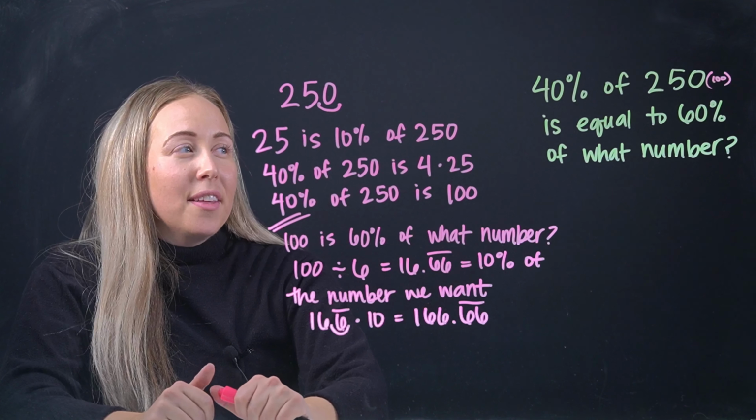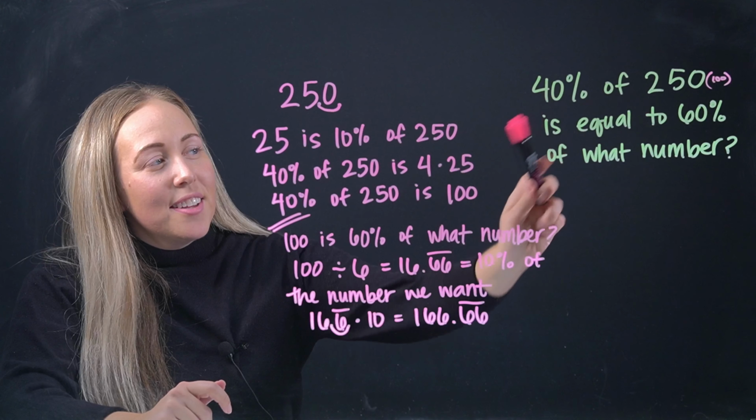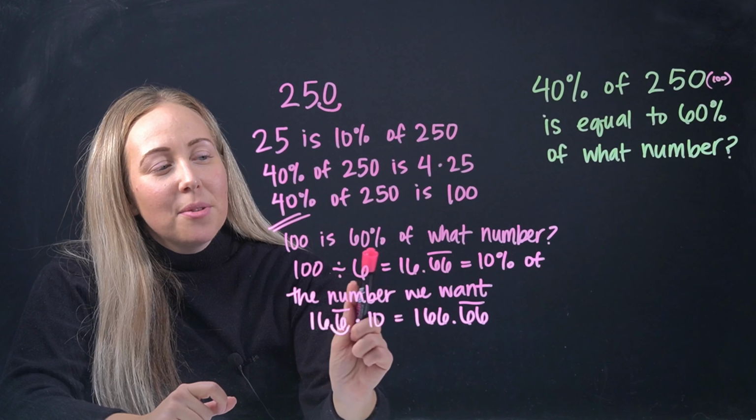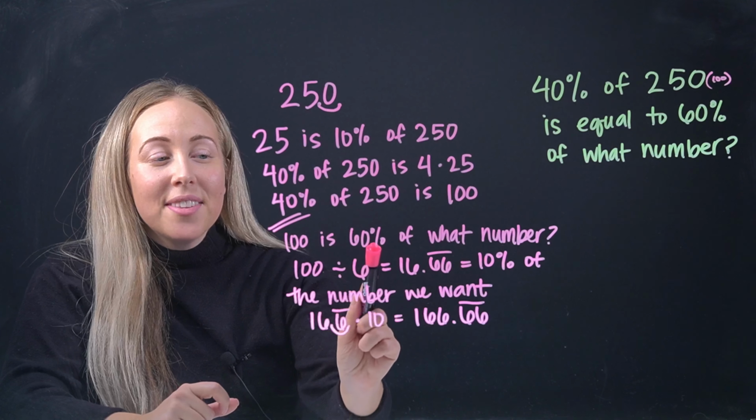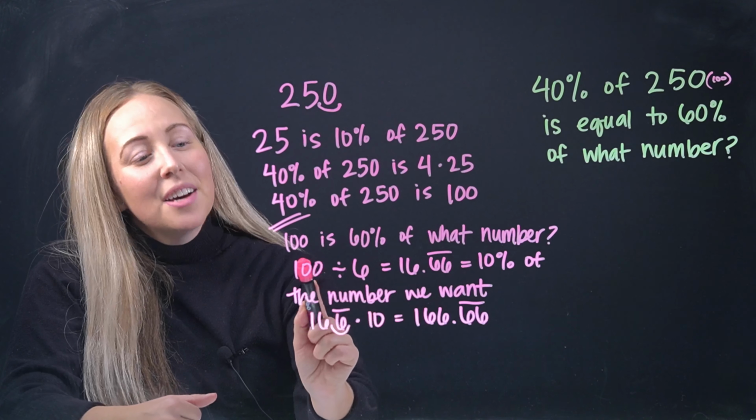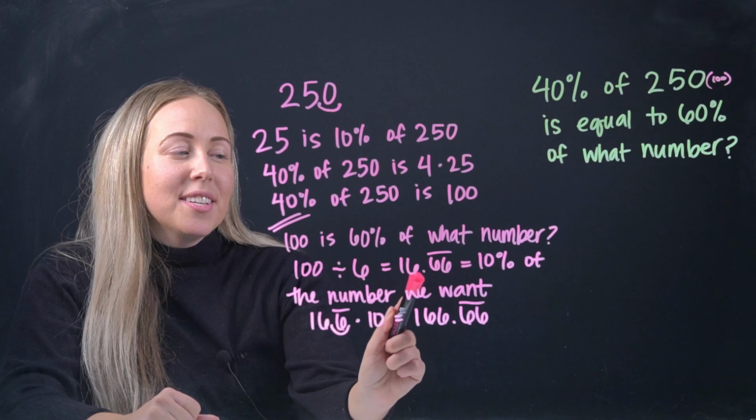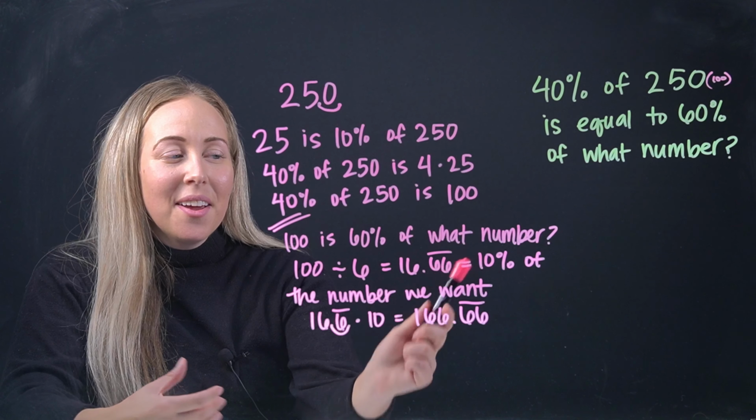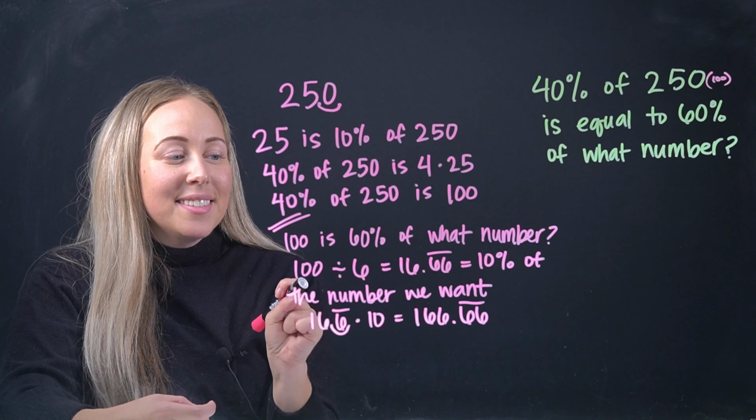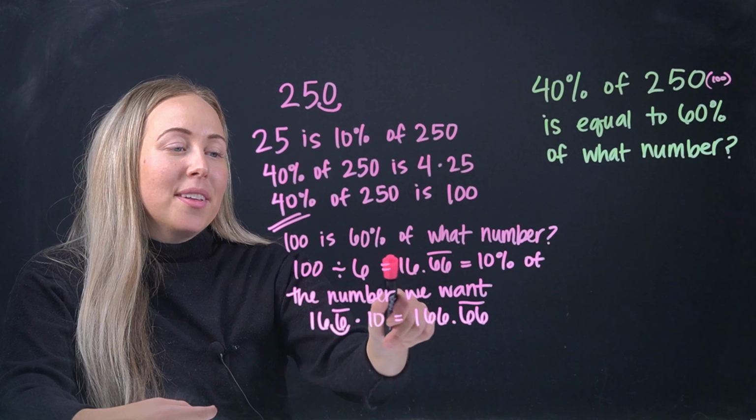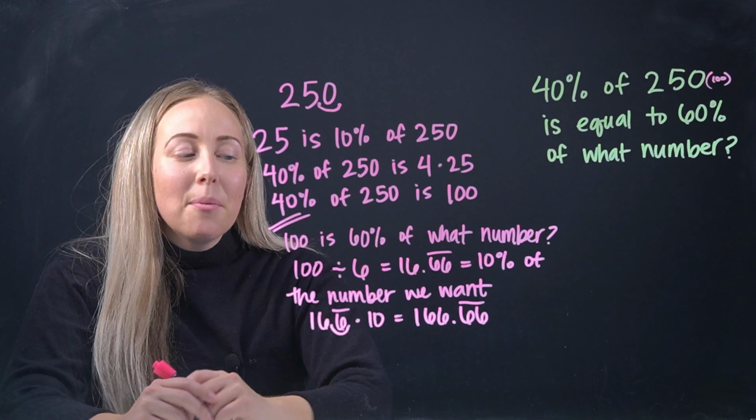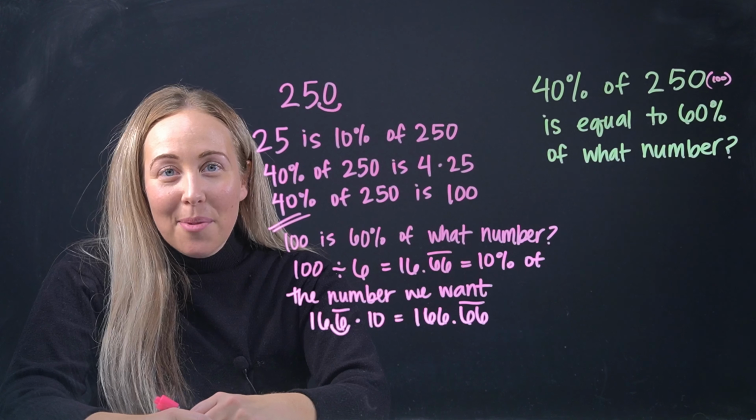Then they said that percentage, which is 100, is equal to 60% of what number? If we have 60%, we can get 10% of that number, so we do 100 divided by 6, which is 16.66. That's 10%. We want 100%, so we multiply the 10% amount by 10. 16.66 times 10 gives us 166.66.